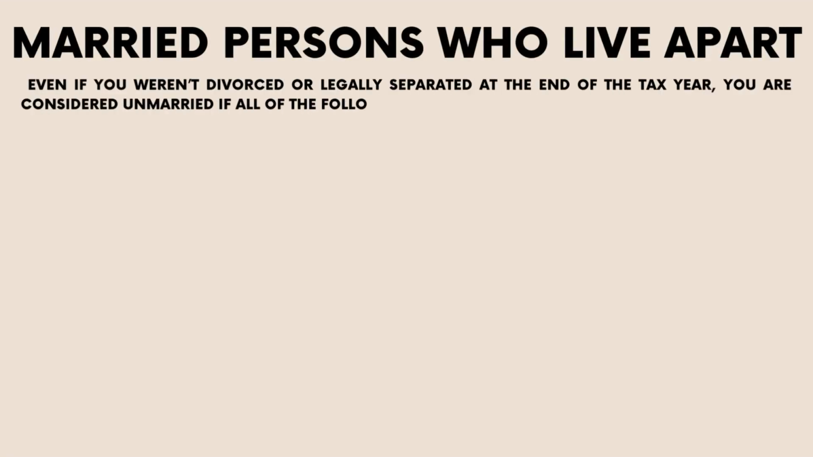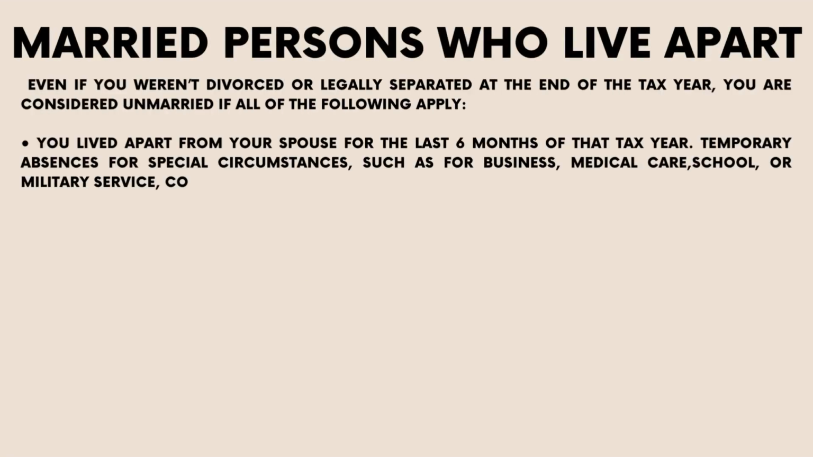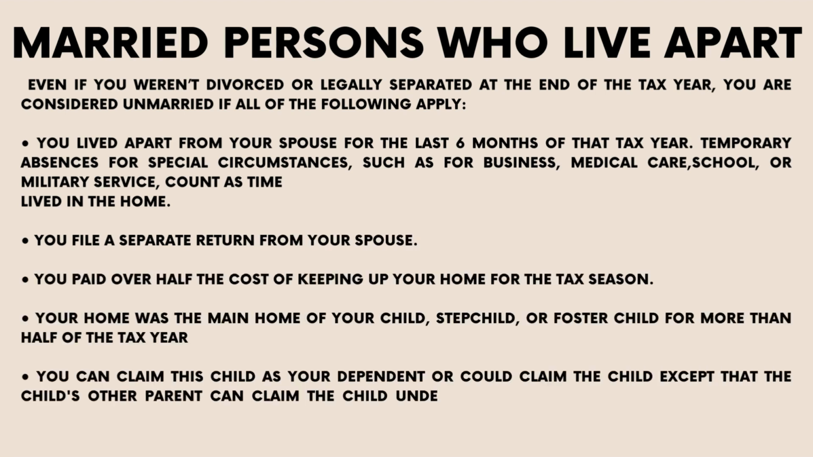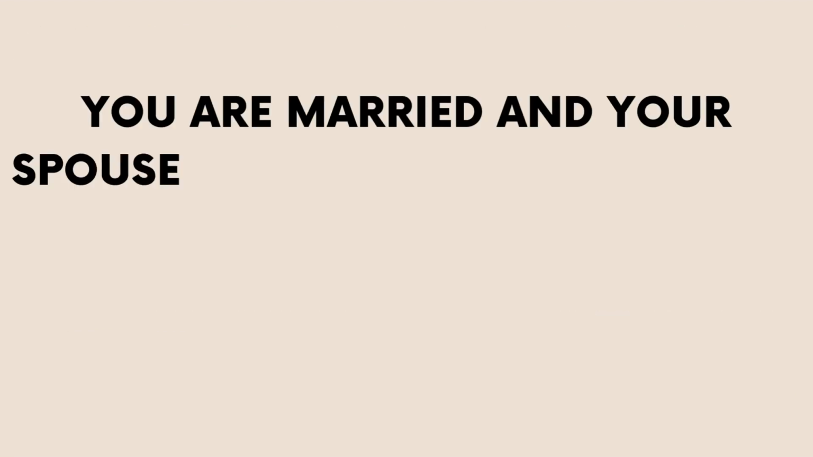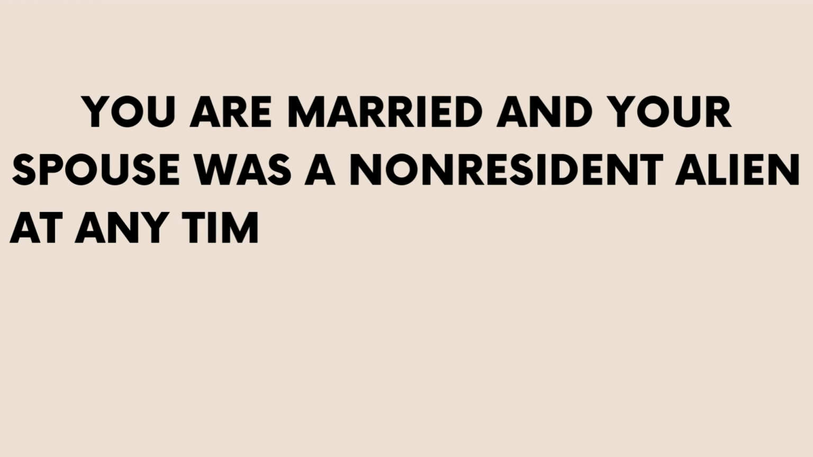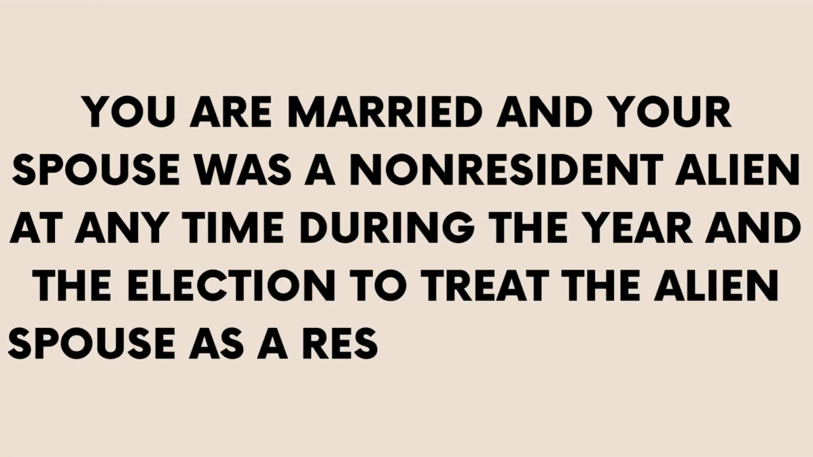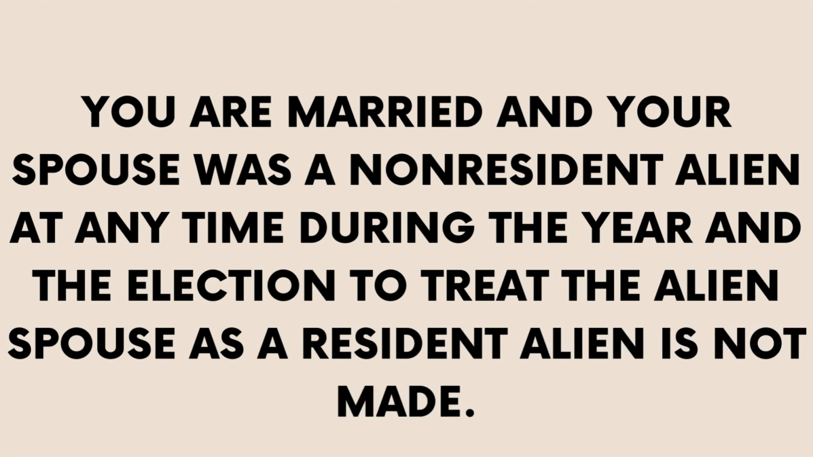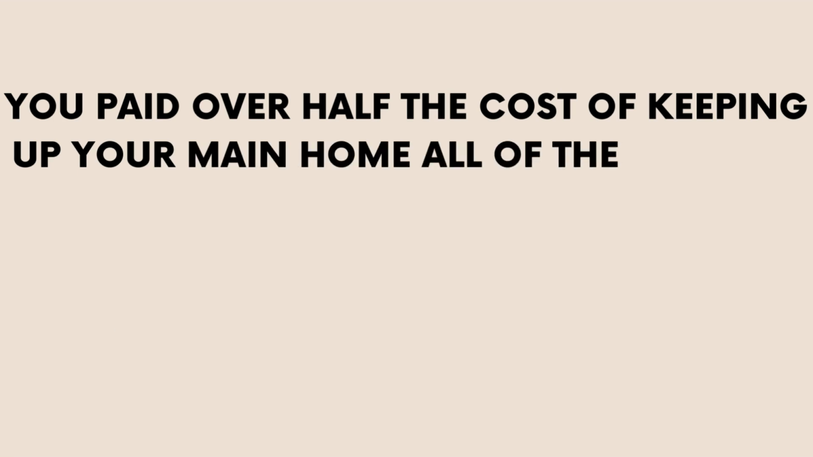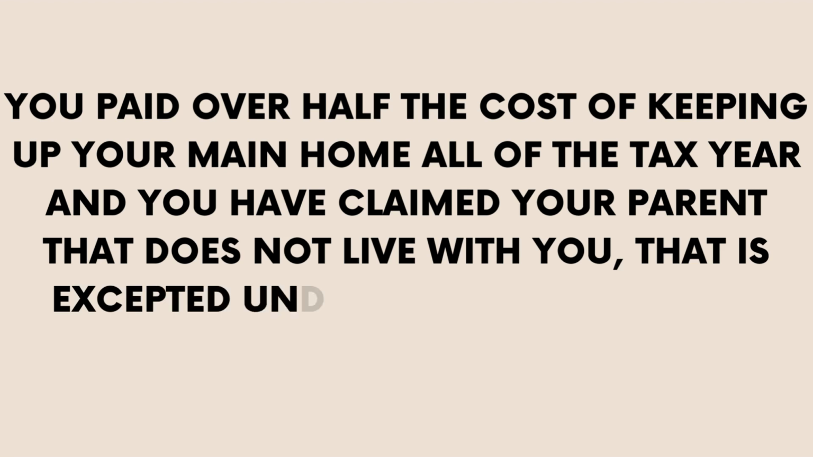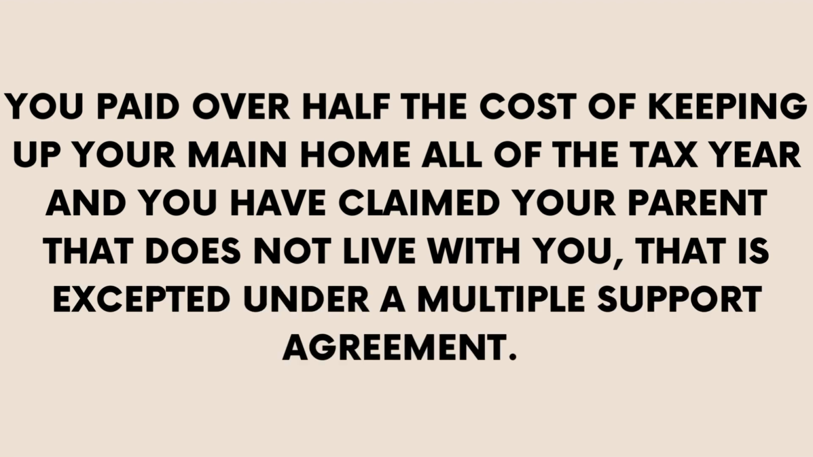If you are married, you can file head of household if you have a dependent and if you lived apart for 6 months, file a separate return from your spouse, and paid over half of the upkeep of your home. If you are married, you can file head of household if you have a dependent and if your spouse was a non-resident alien at any time during the year and the election to treat the alien spouse as a resident alien is not made. You can file head of household if you paid over half the cost of keeping up your main home all of the tax year and you have claimed your parent that does not live with you that is accepted under a multiple support agreement.